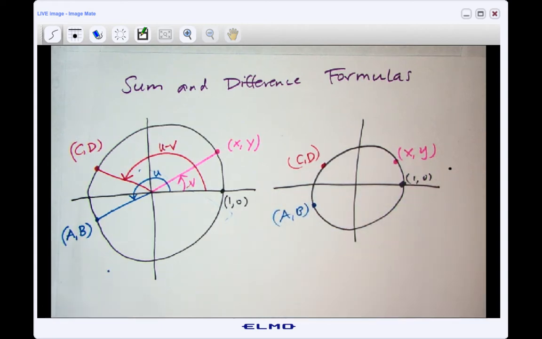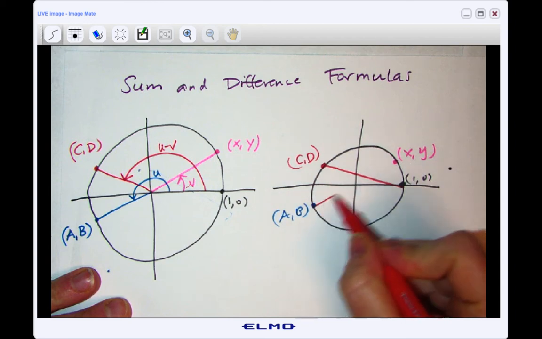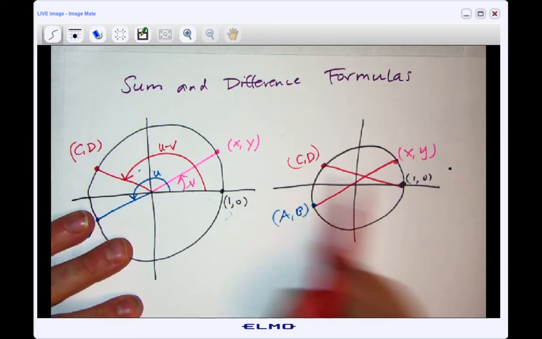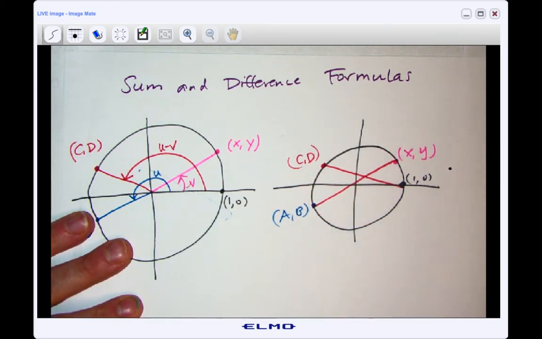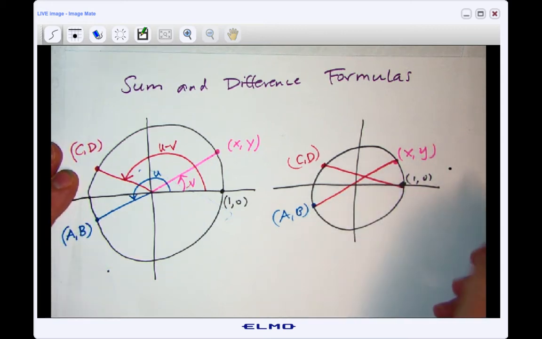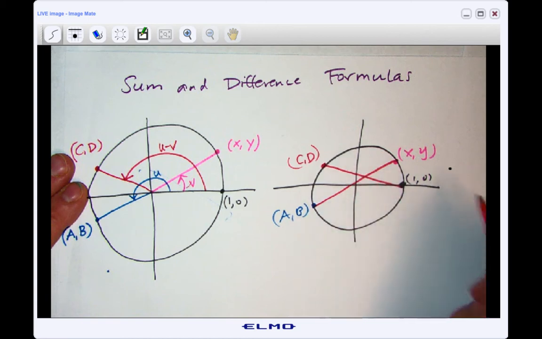Okay. Now I'm going to make some chords here. I'm going to connect these ones and these ones. Now from geometry, we know that these chords subtend the arc of a circle, whatever. They could be different lengths. They could be all different sizes. But in this particular picture, they happen to be the same size.